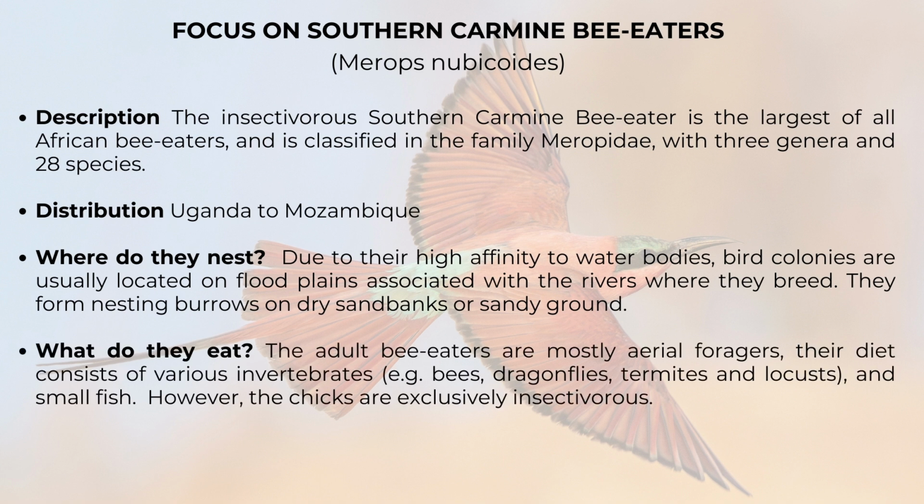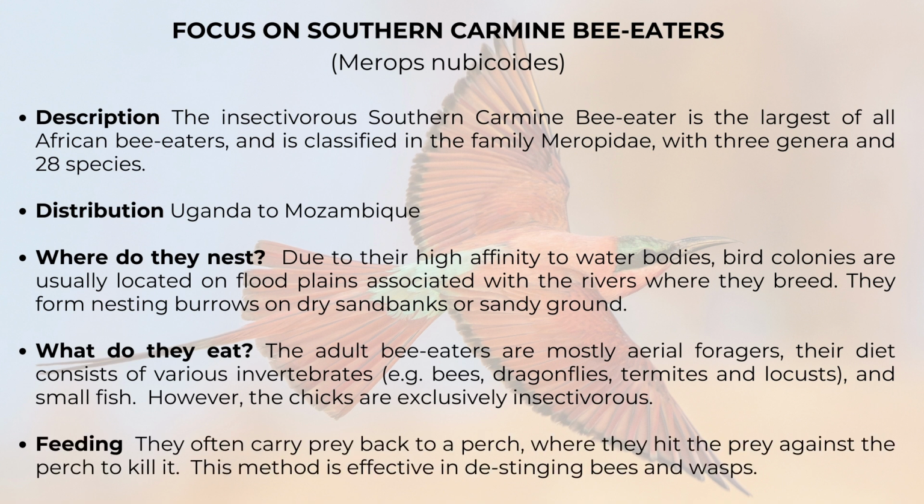What do they eat? The adults forage aerially, and their diet consists of invertebrates, bees, dragonflies, anything that flies, basically. And it could also go down to small fish and some insects from the water. However, the chicks, they are exclusively insectivorous, and that's what they'll get fed. The feeding, once they've caught something, they'll fly back to a perch. They'll sit on that perch, and as you've seen, they'll hammer that insect so that they can get rid of the stings of the bees and the wasps, and also get rid of legs and any other hard bodies.